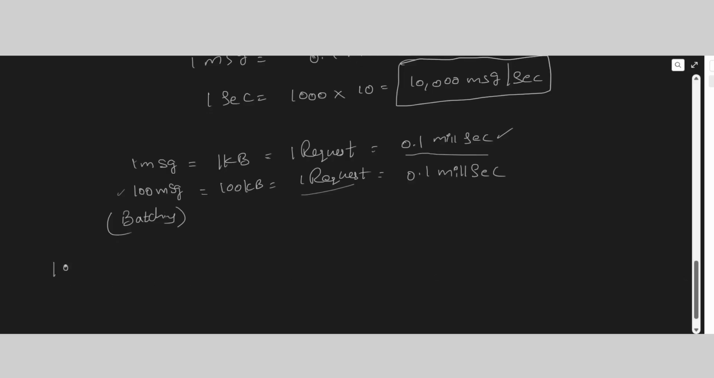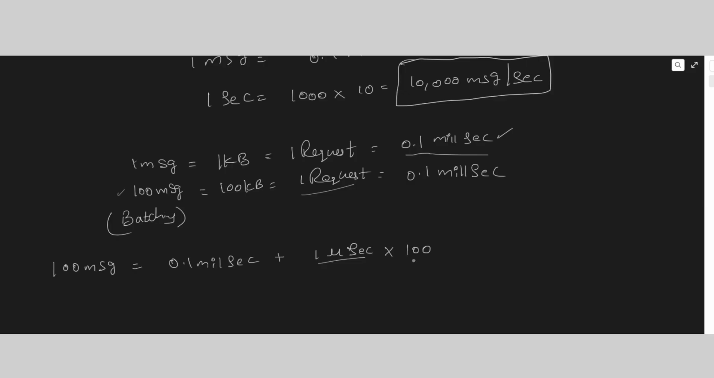The whole time it takes for 100 messages for network round trip and parsing is 0.1 milliseconds, as we know. Now for storing it into RAM, as we know, it will take 1 microsecond to store it. For one message it takes 1 microsecond. For 100 messages it takes 100 microseconds, right? Which is nothing but 0.1 milliseconds.